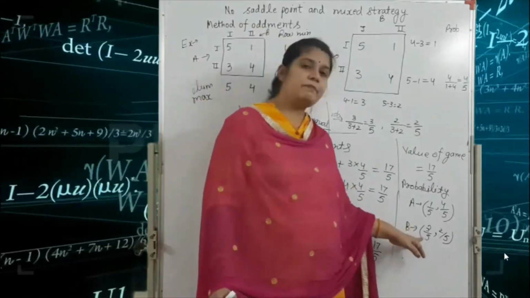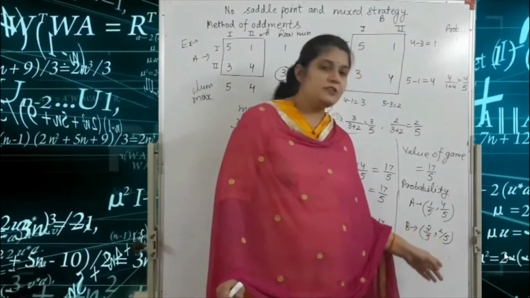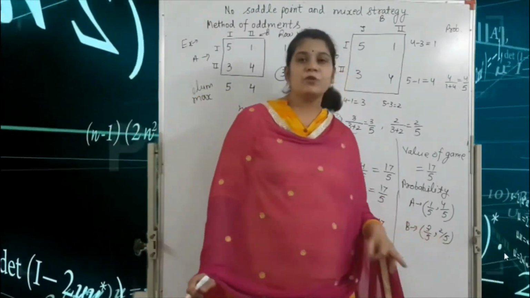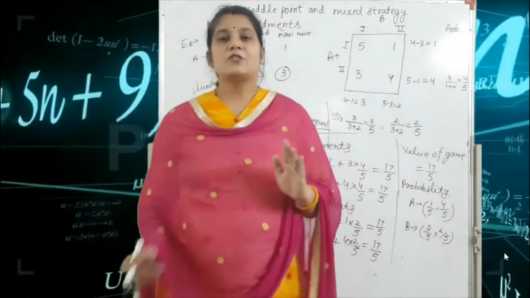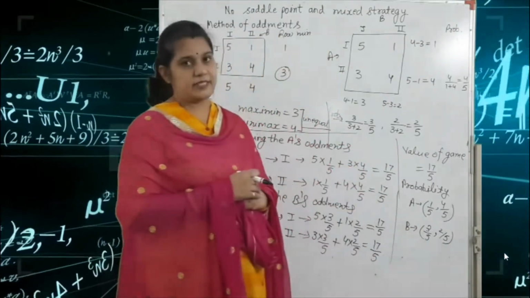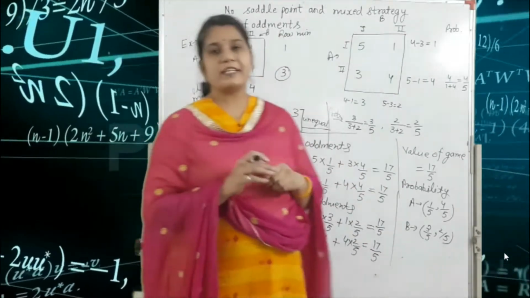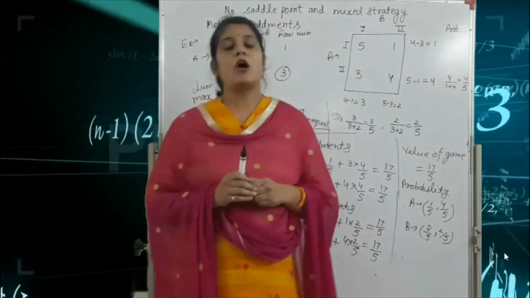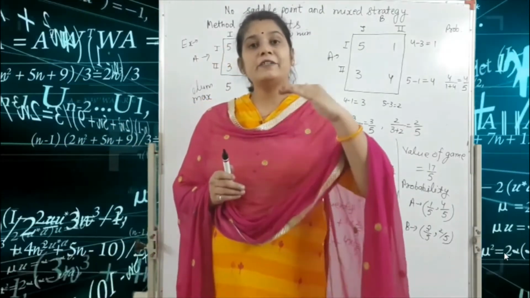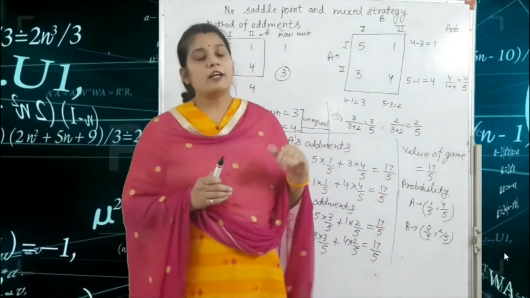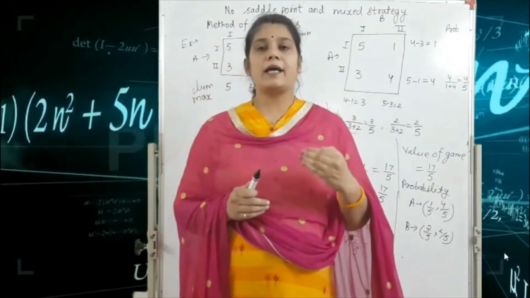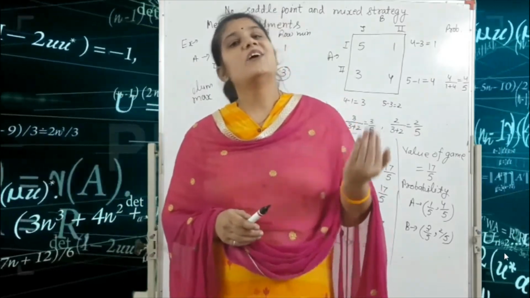For player B, both the values are less than 1, but the sum of both the values is equal to 1, so this is again the mixed strategy. And one point is very important: this method of oddments is always used for a 2 by 2 matrix. Only when we are given a 2 by 2 matrix do we apply the method of oddments.